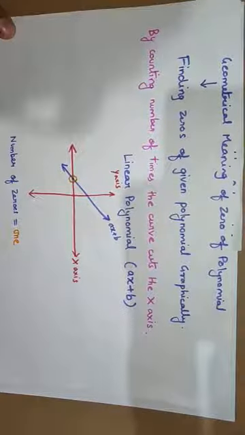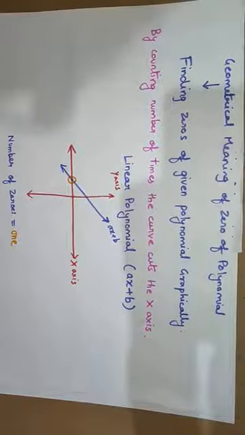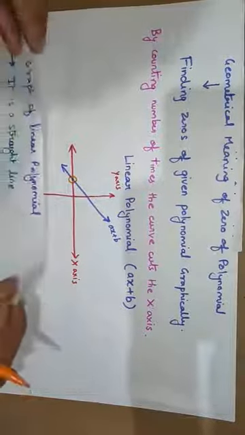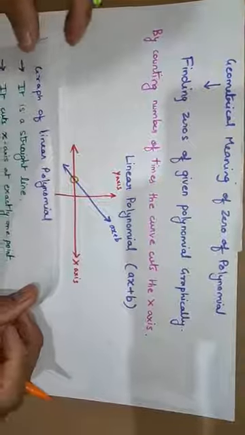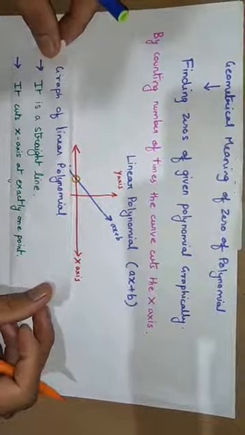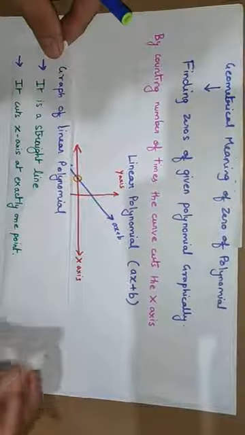So this was the graph of linear polynomial. We can have properties also. Have a look at it. Graph of a linear polynomial says that it is a straight line graph. It cuts the x-axis at exactly one point.